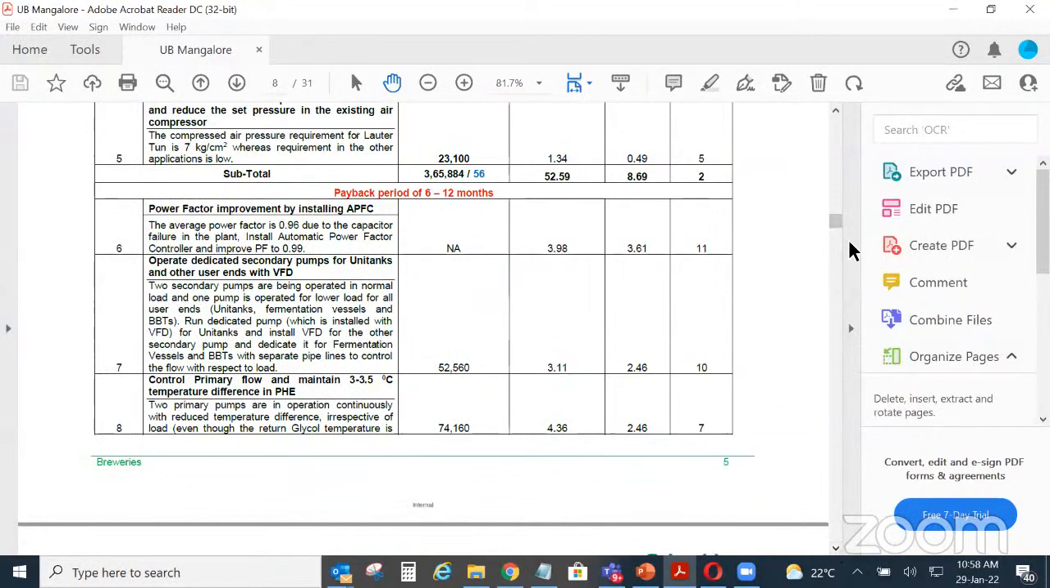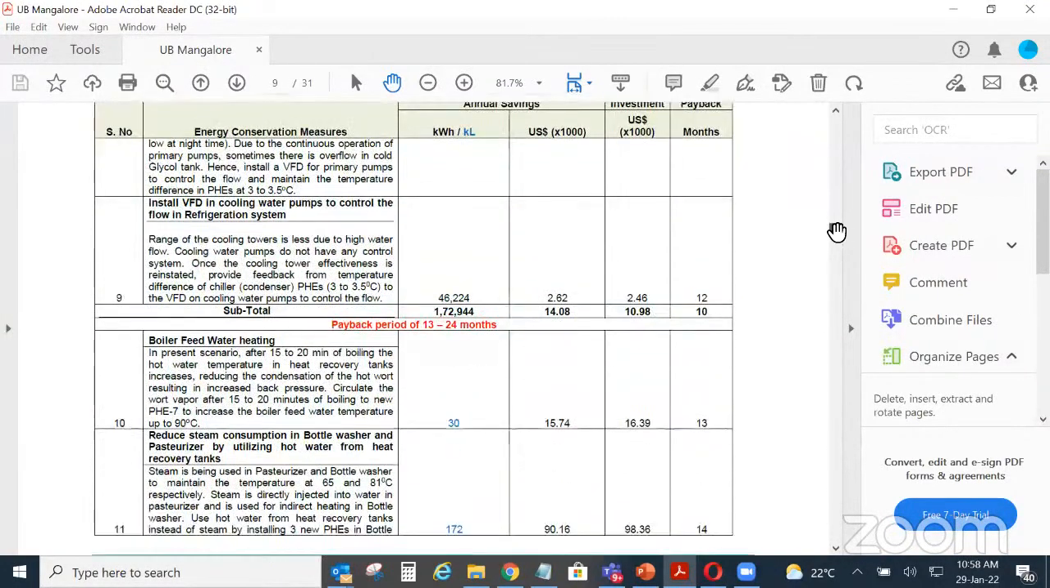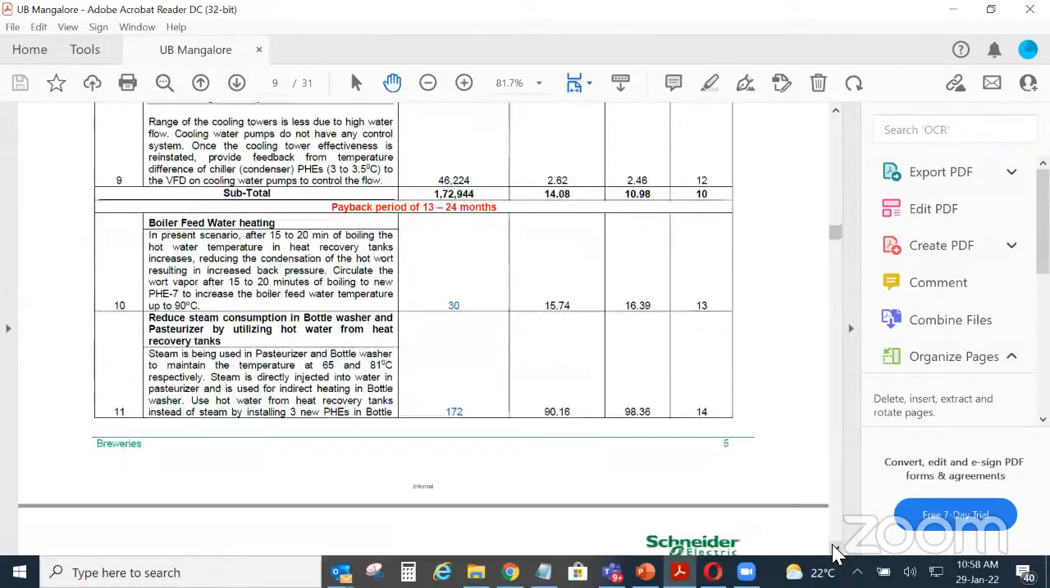Okay, so I'll not go into detail because it will be heavy for you from a technical point of view. The idea is that we should categorize the projects into different paybacks. You can see 13 months to 24 months payback. More than 10 projects come under this category. So this will not be so attractive from the management point of view, but it's good to know.